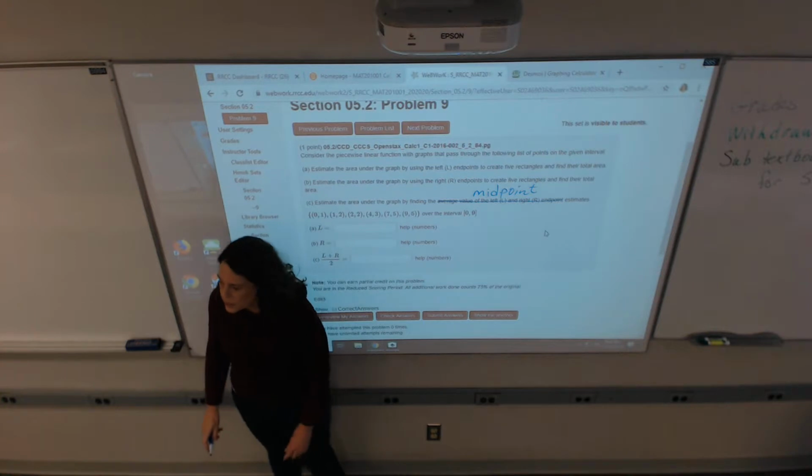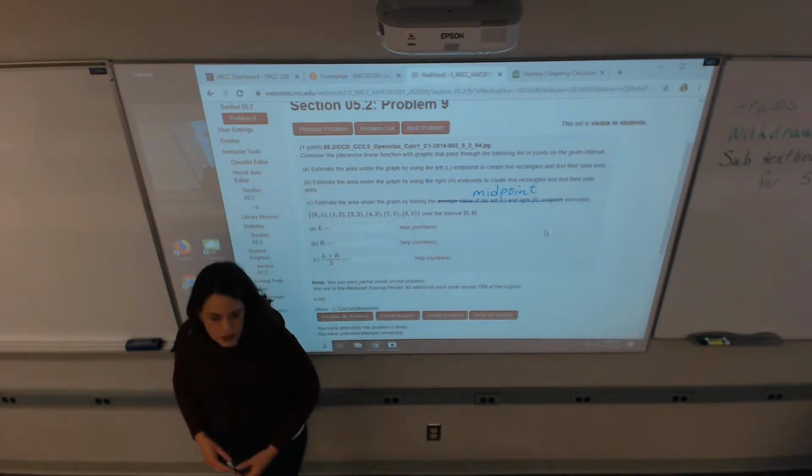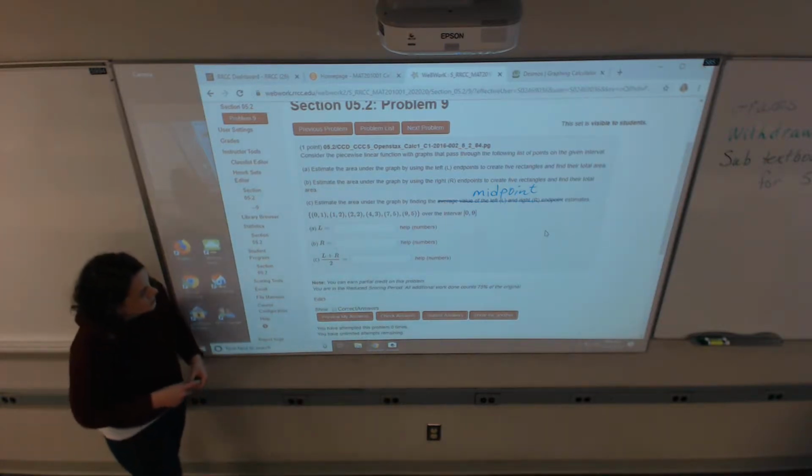That's just the midpoint, right? If you average 2 points, you're talking about the point halfway in between them, right? So averaging the left and right will just be the midpoint.